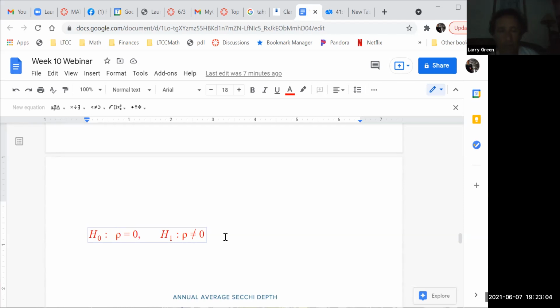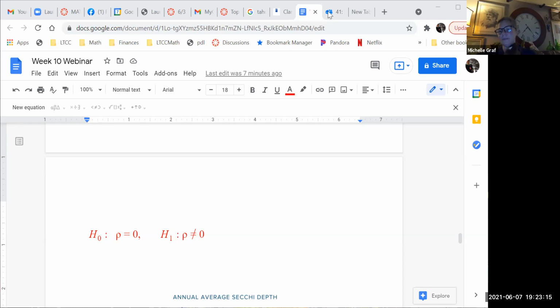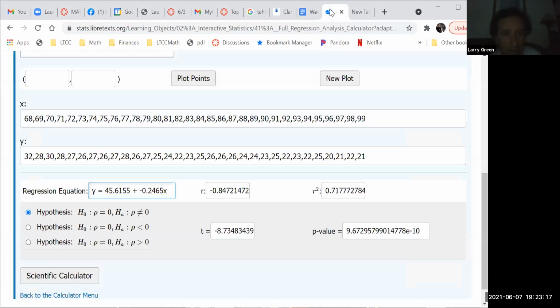Got it? All right, so then what's the next step after writing down H naught and H1 and you have the data? Go to the calculator. The calculator does it all for us. You can choose a less than or greater than, but the default is not equal to. For an exam, stay on the default. Just letting you know that.